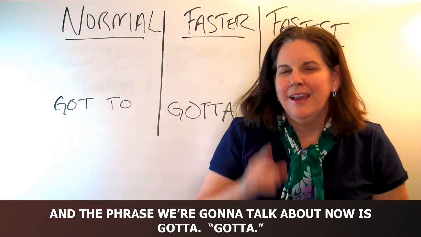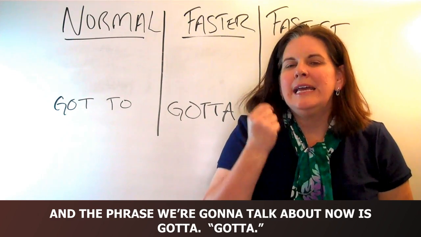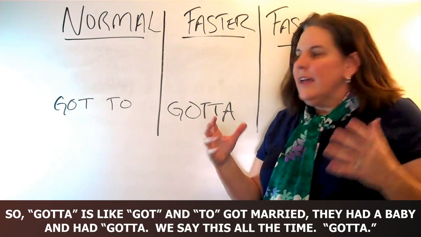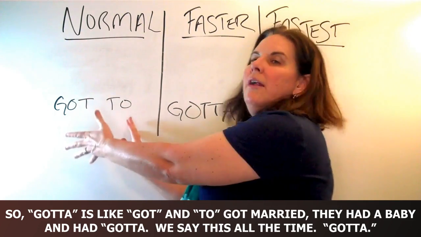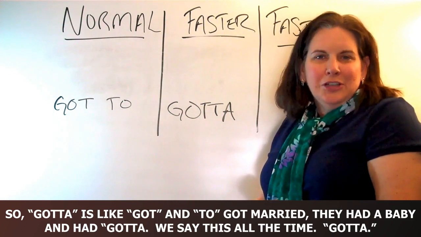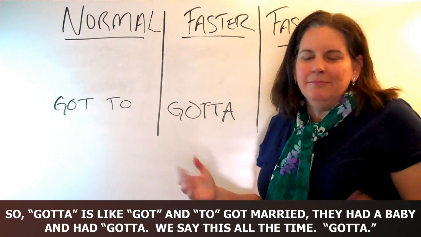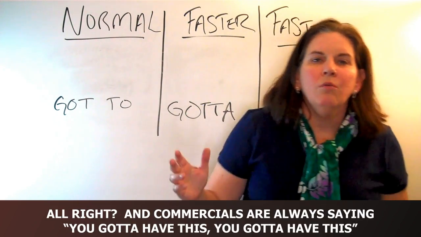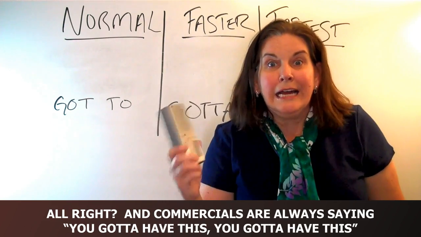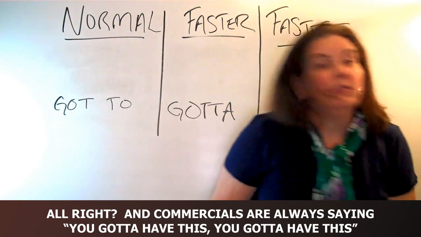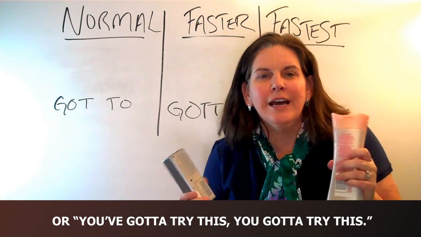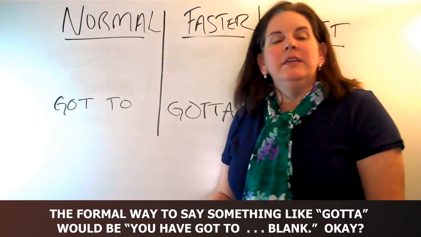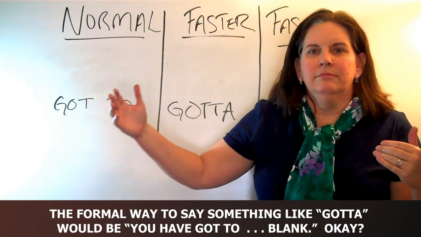But what I want to tell you is that there are just a couple more phrases that I think you should know. And the phrase we're going to talk about now is gotta. So gotta is like got and to. We say this all the time. Gotta. Alright? And commercials are always saying, you gotta have this. Or, you gotta try this. The formal way to say something like gotta would be, you have got to blank.